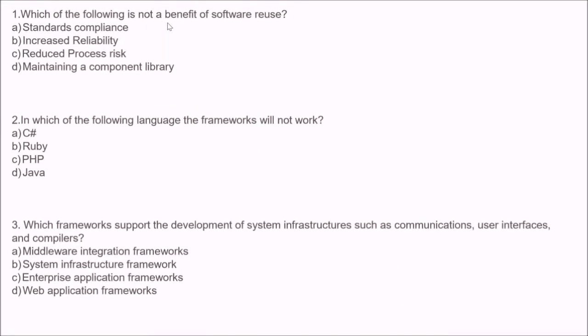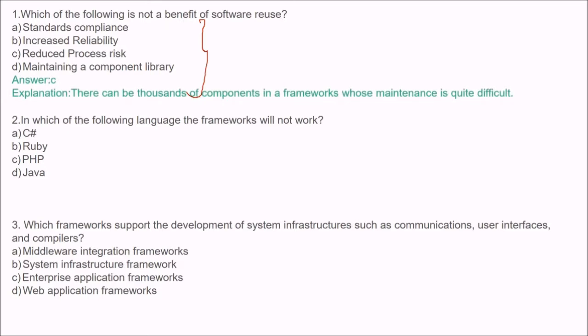So which of the following is not a benefit of software reuse? These are four options. Give me the correct answer. The answer is C. Reduce process risk. See, there can be thousands of components and frameworks whose maintenance may be quite difficult. So, benefit of software reuse is standards compliance, increased reliability, and maintaining a component library.